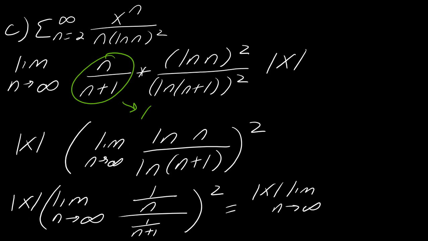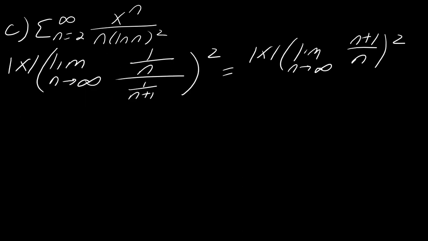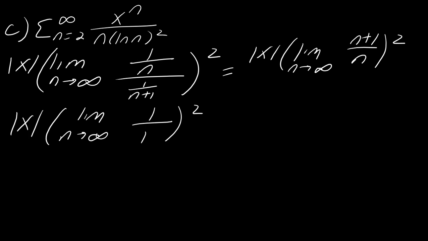So this becomes the limit as n goes to infinity of n plus 1 over n, all of that squared. This still gives infinity over infinity. Now I need to make some space. Once again, I can take the derivative of the top and the bottom. So this becomes 1 over 1, which is just 1 squared. So ultimately my limit is just the absolute value of x.